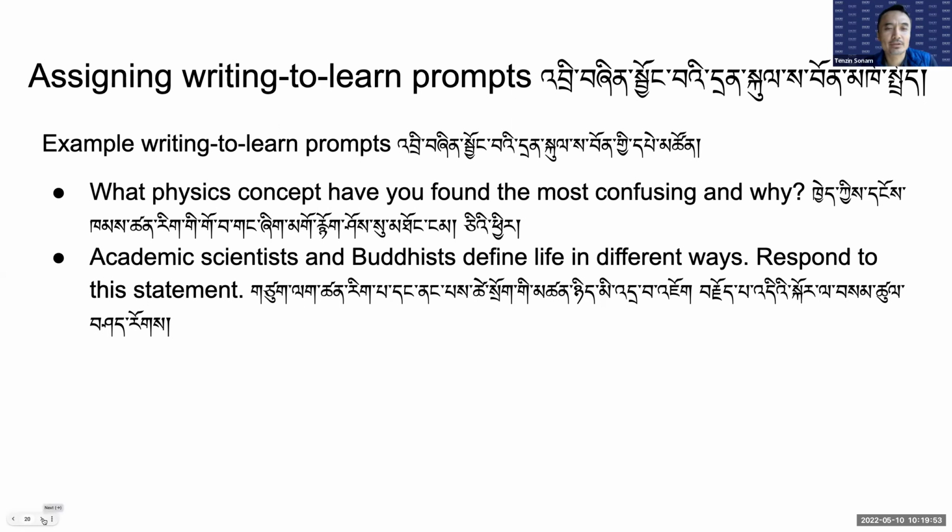I just want to connect briefly to the think pair share. Sometimes when they share, instead of sharing, they can just write down. Yeah. So think pair share.